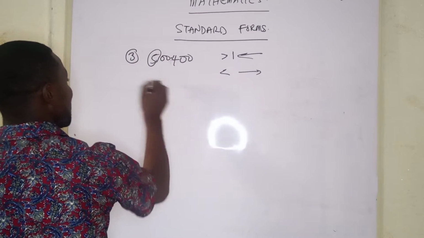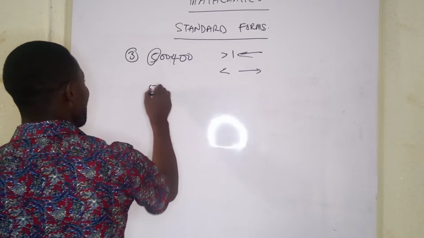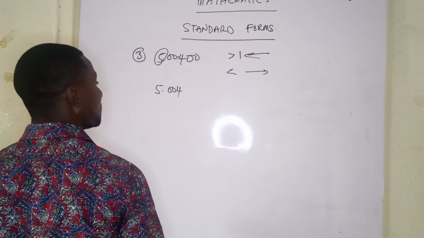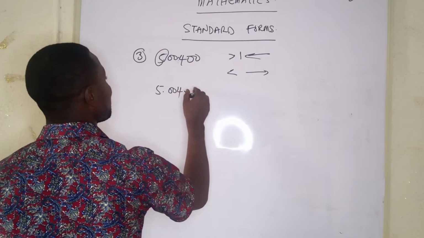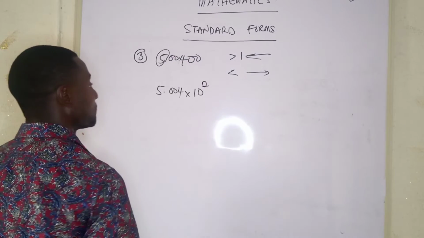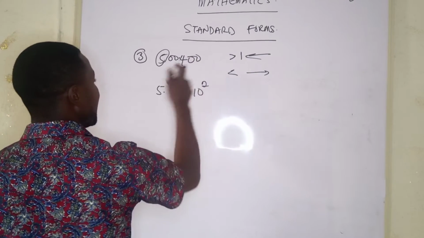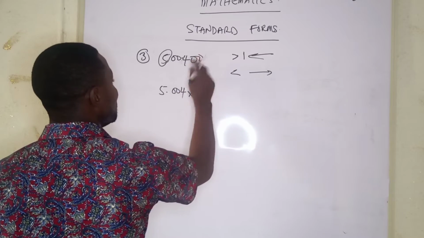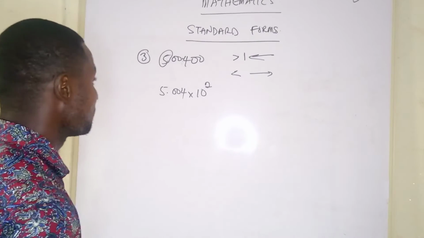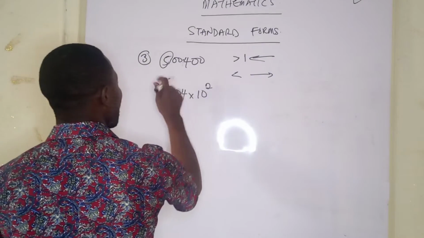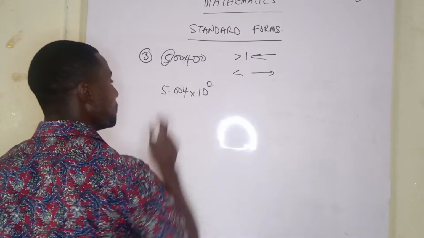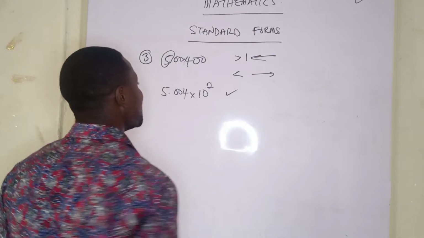So it becomes 5.004 times 10 raised to the power what? How many times did you go? 2. Like I said earlier, if you put the 00 after the 4, it still doesn't mean anything. So what we have done here is we have converted this value to standard form.